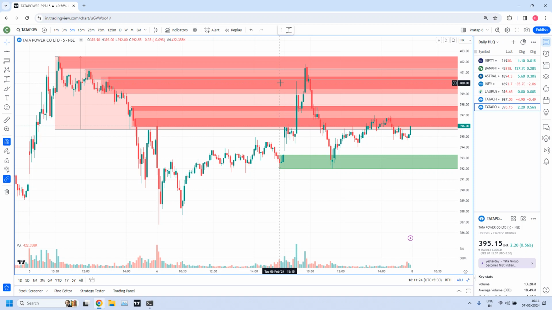So this is about the analysis of our high liquidity zones generated in our yesterday's report. Hope this information is useful to you. Definitely the Tata Power stock is a very good learning for you.